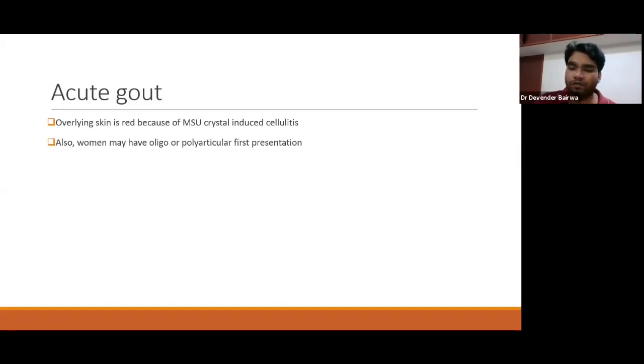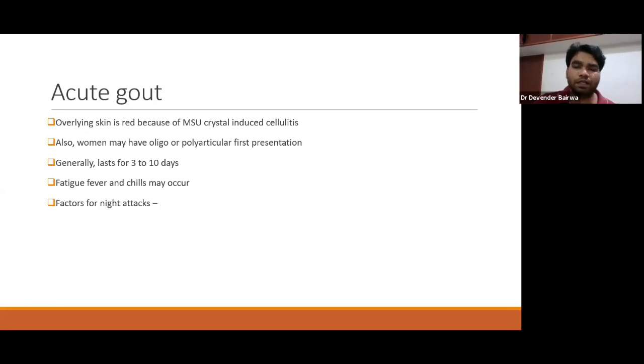And in the case of women, when they are affected with this disease, generally they are affected in the postmenopausal phase, but there can be an oligo or polyarticular first presentation. And once an acute gout attack happens, this attack lasts for 3 to 10 days, and without treatment, it tends to subside in the beginning. And these patients, when having an acute attack, can also have fatigue, fever, and chills.